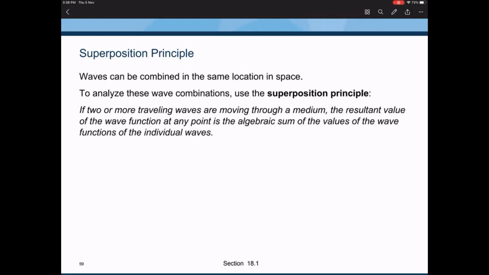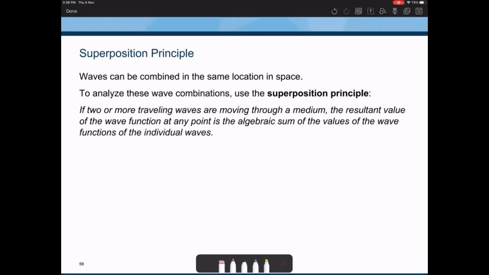The case is like this. You have two waves. For example, one is traveling from left to right, and the other one is traveling from the right to left.